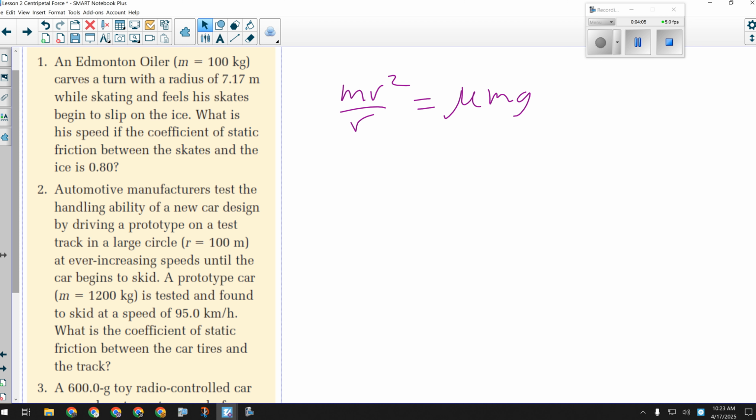Okay, so we're just going to bring r over, m's going to cancel, we're going to square root, and plug in our numbers. So square root of 0.80 times 9.81 times the radius, which was 7.17, and we should get, I think it comes up to 7.5 meters per second.